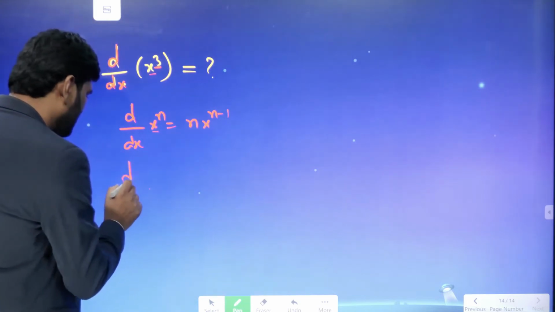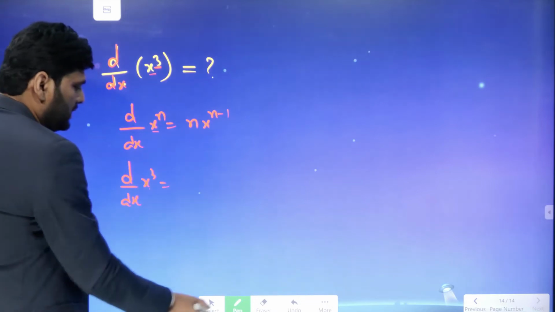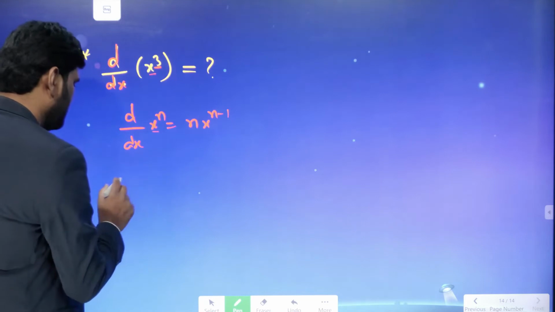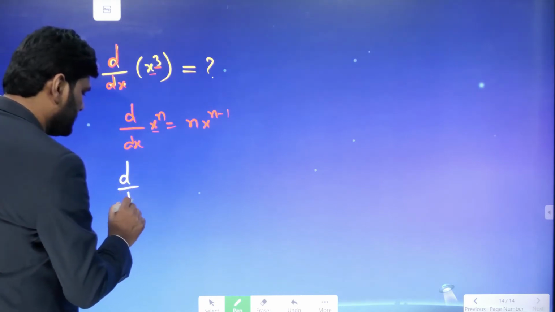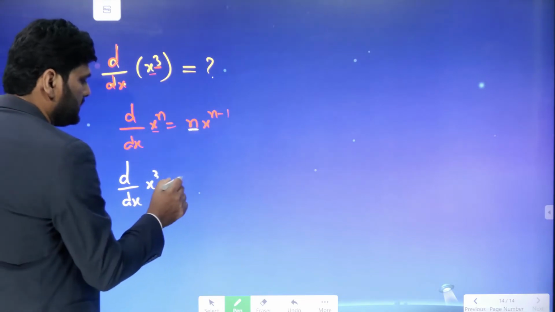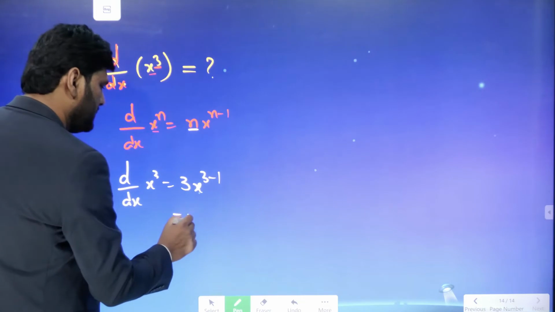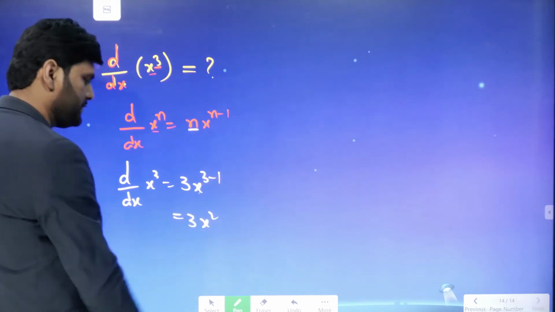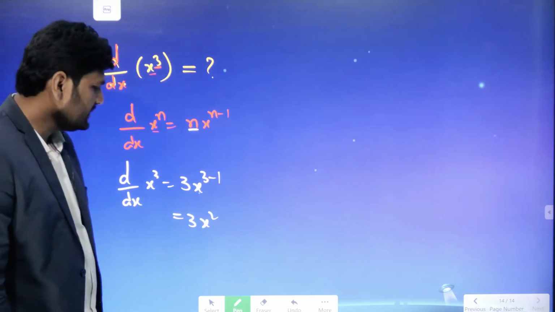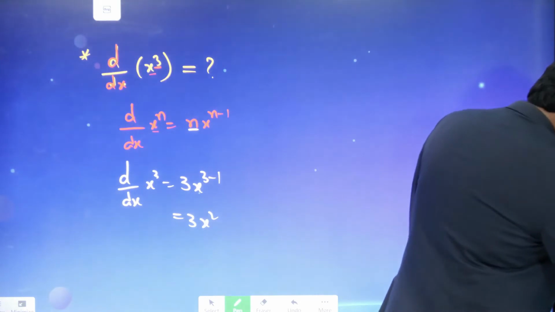Now apply here. d by dx of x cube is equal to, what is the power here? The power is 3, so it is 3 into x power 3 minus 1. Finally 3x square. So this is your answer. I hope you have understood. In a similar way, with the same practice sheet, let's do one more question.